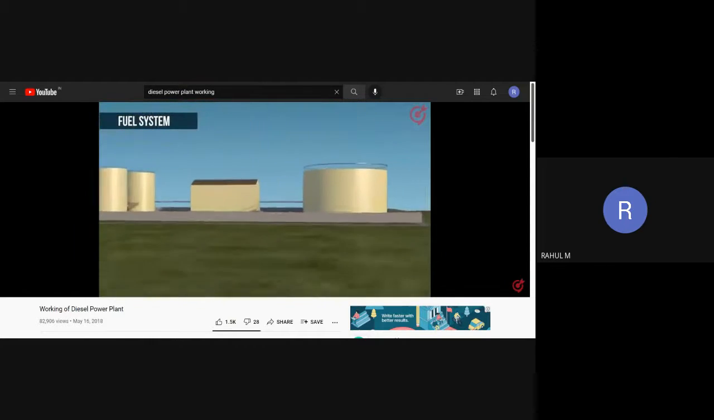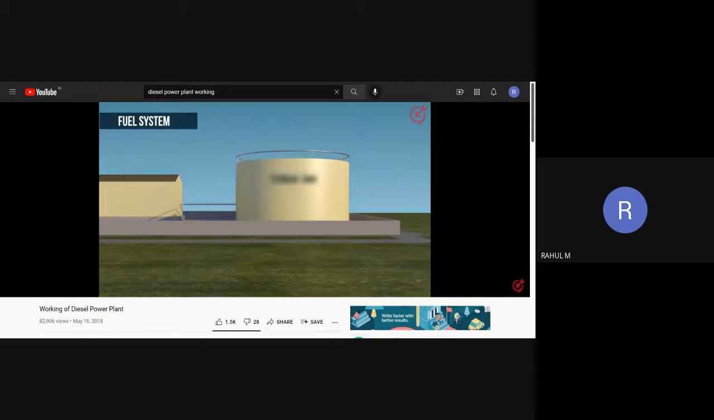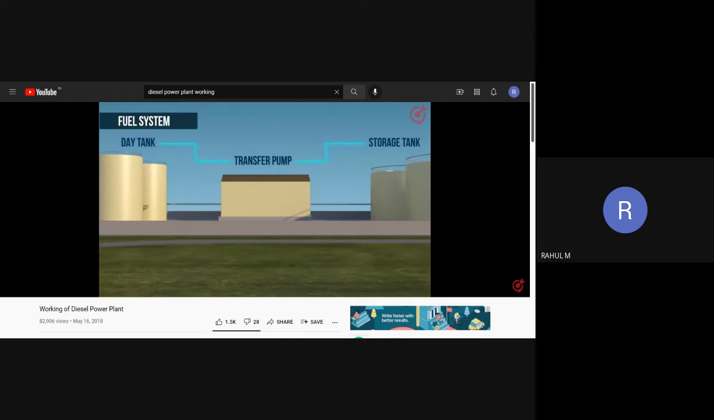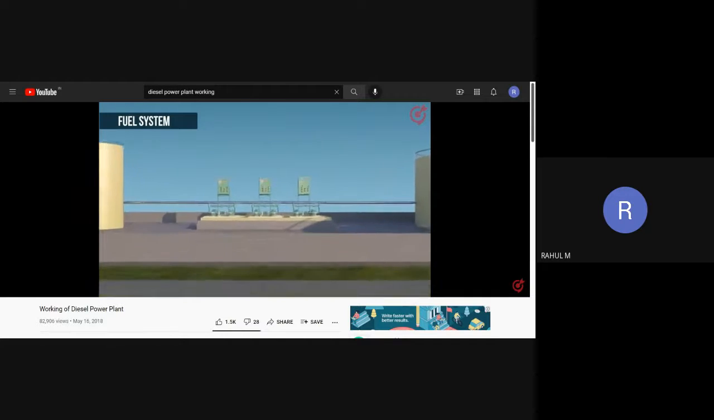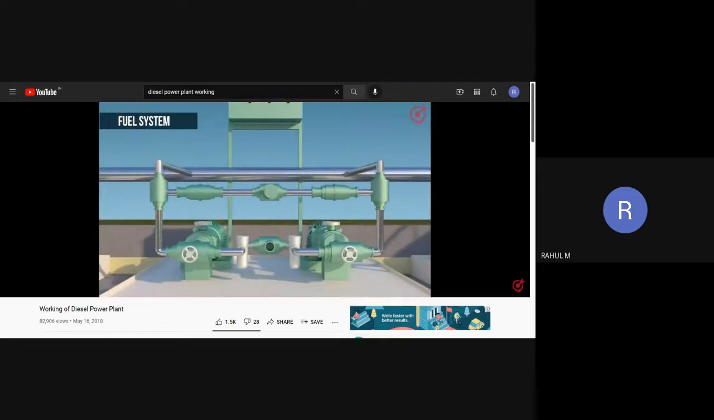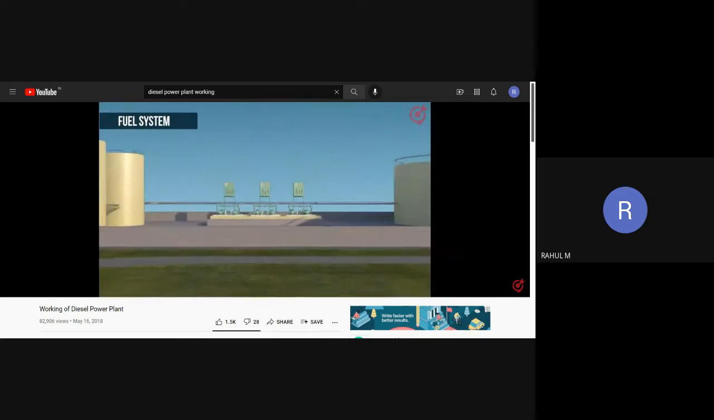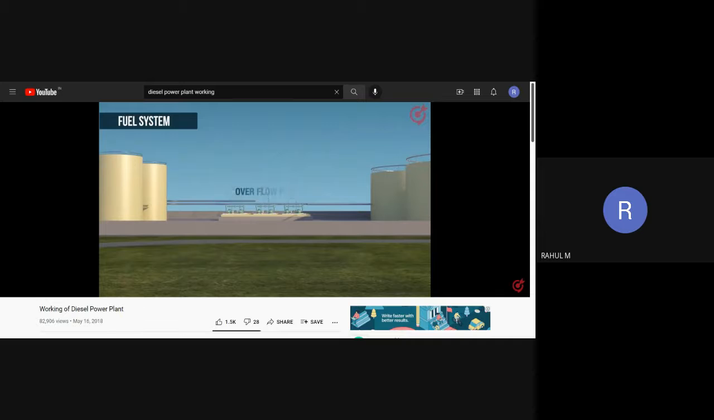Fuel system. Fuel system consists of a storage tank or the main tank to store the fuel. The oil is pumped into the day tank via transfer pump. During the transfer, oil passes through the strainers or filters to remove solid impurities. Another pipe called as overflow pipe is available to connect the day tank to the main tank. It returns the oil from the day tank to the main tank in the event of oil overflows.